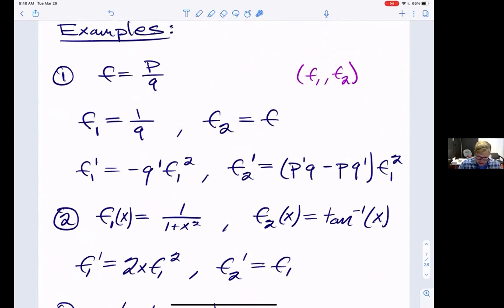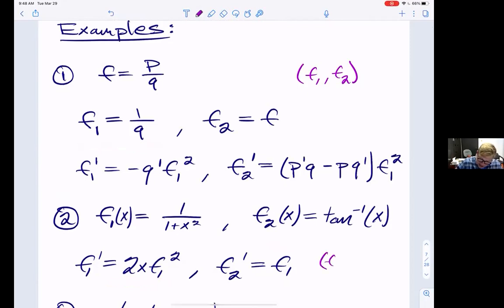So you can see that if you take f1 of x to be 1 over 1 plus x squared, of course, that can be the first element in a Pfaffian chain by essentially the previous example. And you take f2 to be the inverse tangent function. Well, if you've taught calculus recently, then you know that f2 prime is f1. And we just saw what f1 prime is. That's a special case of the above example. And so again, here, f1, f2 is a Pfaffian chain.